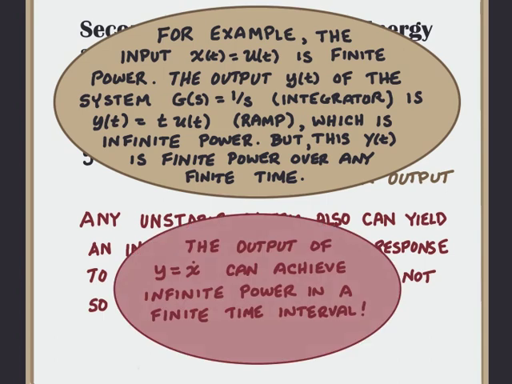On the other hand, the output of y equals x dot can achieve infinite power in a finite time. So the physical objection here has to do with going to infinity in finite time. The unstable proper system won't do this, but the improper system can do this.